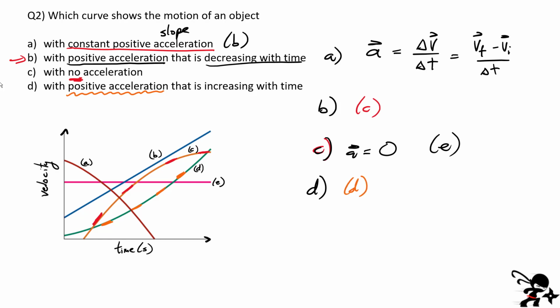What about curve A? What is happening in that case? Well, in that case, the slope is always negative, right? But there are no choices here where they said that the acceleration would be negative, okay? The slope is changing, but it's always negative in this case. So that doesn't represent any of those cases.